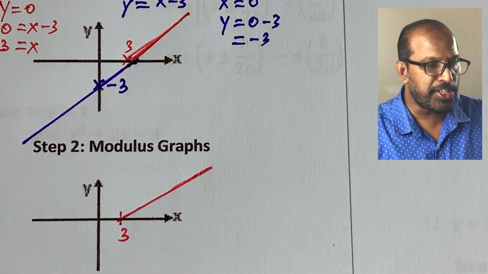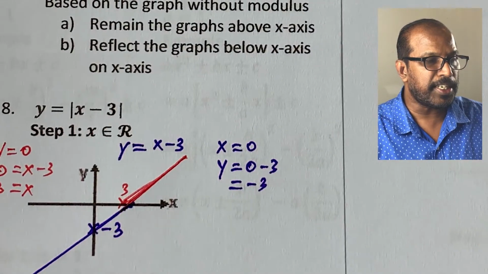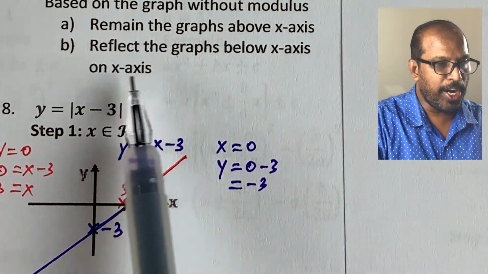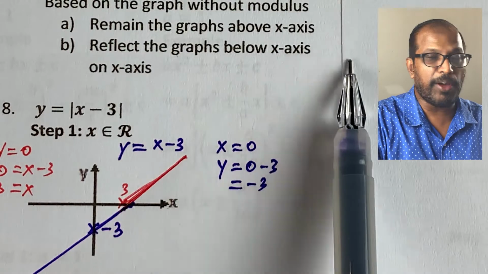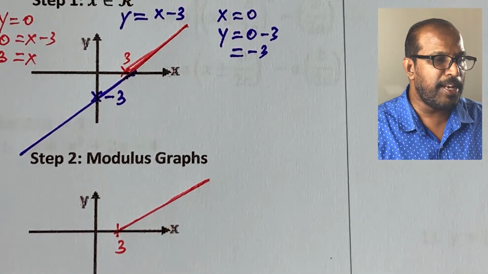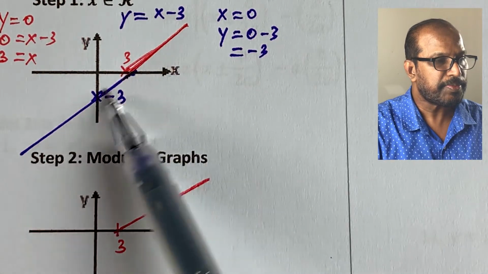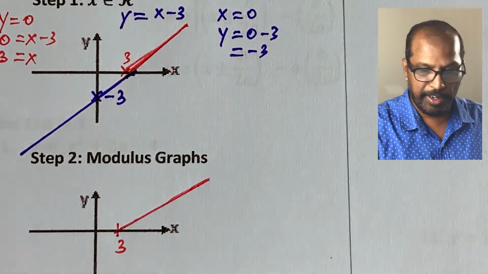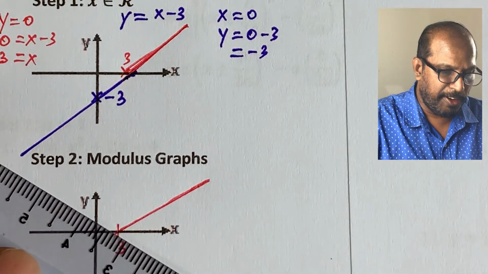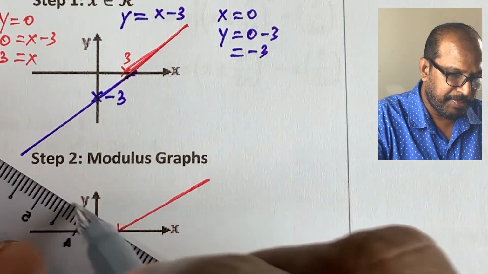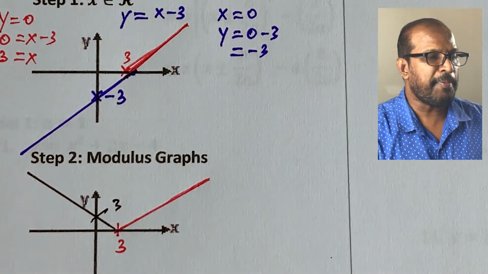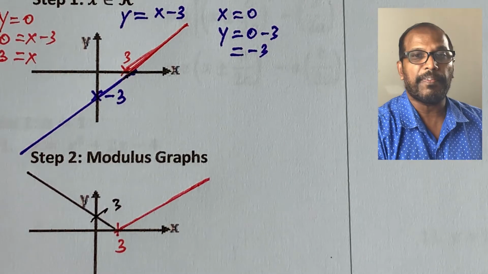Now, what is the next condition saying? Reflect the graph below the x-axis on the x-axis. That means this is the graph which is below the x-axis, so now I'm going to reflect this part on the x-axis. Therefore this graph will be reflected here, and this value will be 3. So now I have actually sketched the modulus graph.